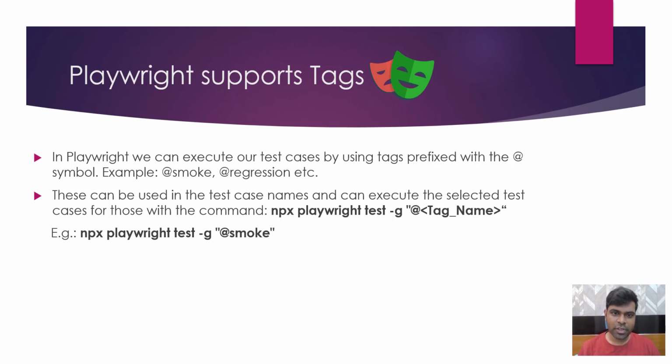So this will be useful when we have hundreds of test cases, out of which only 10 test cases belong to smoke. Then we can add this tag @smoke in the test case name. And if we have a few test cases for regression, we can add @regression. Then only those particular test cases will be executed. Apart from that, all other test cases will be skipped.